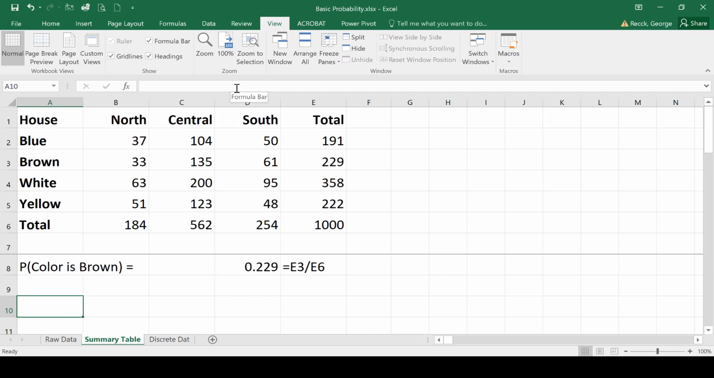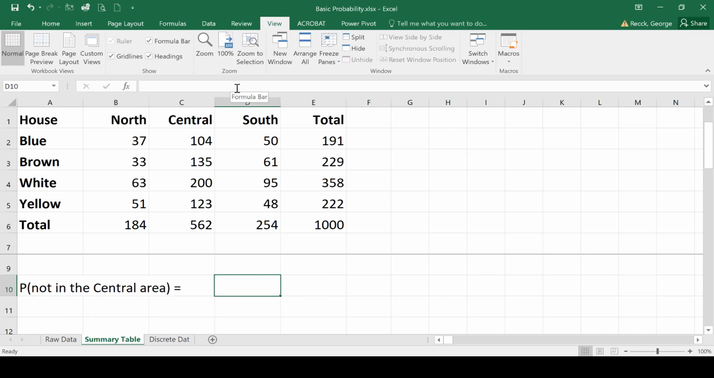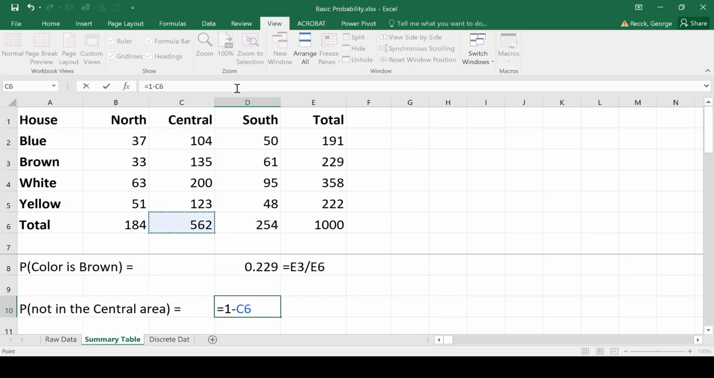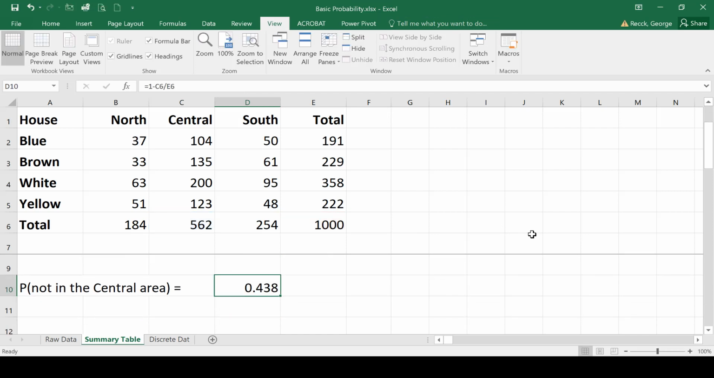The next question is, what is the probability that the house is not in the central area? This is called a complementary probability because we want all the houses but those in the central area. Here, we start with 1 and then subtract out the probability for central, which is 562 in C6 divided by E6, 1,000, and that's 438.